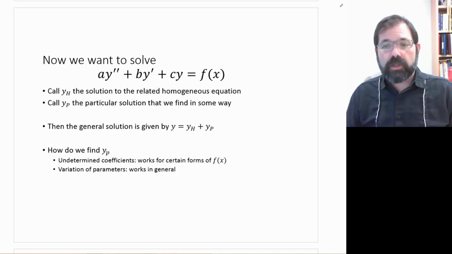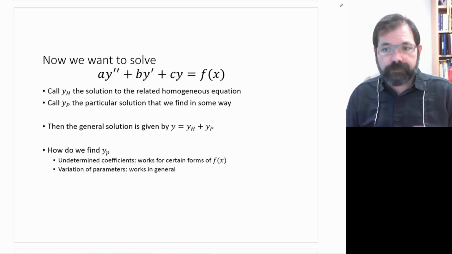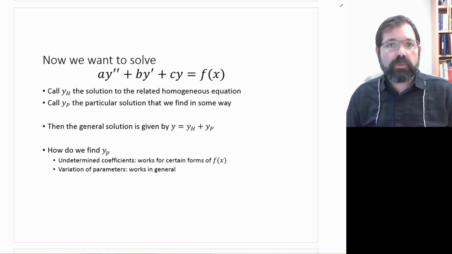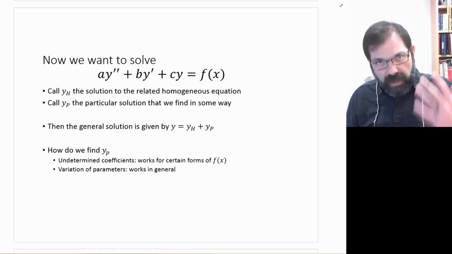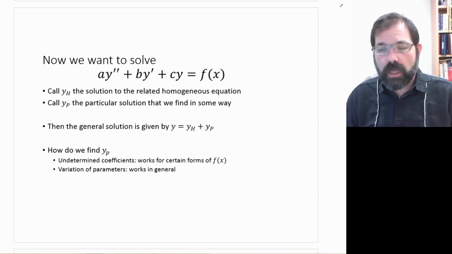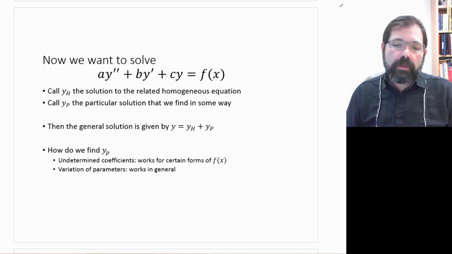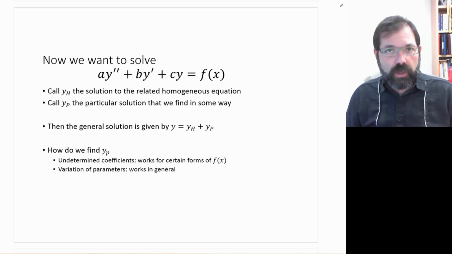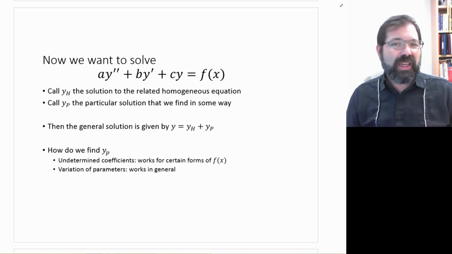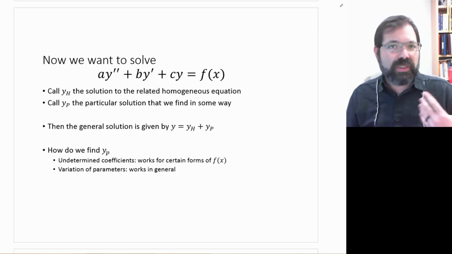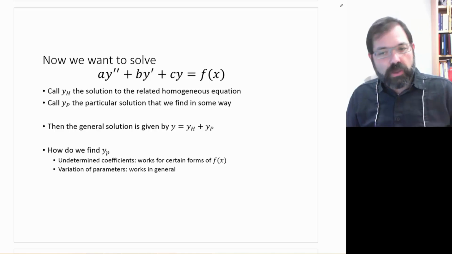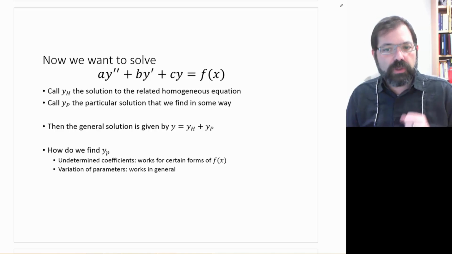How we find the y sub p, there's a couple of different methods. One method is called undetermined coefficients. It only works for certain forms of the function f of x, where we make an educated guess on the form, and then we see what happens. And then there's variation of parameters. It works in general, but we have to solve a fairly complicated system of equations, and then do some integrations, and the integrals aren't always nice. We'll see briefly both; we'll work more with undetermined coefficients, talk briefly about variation of parameters, and see one example of it.